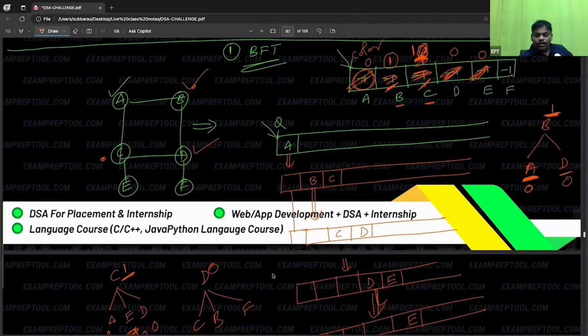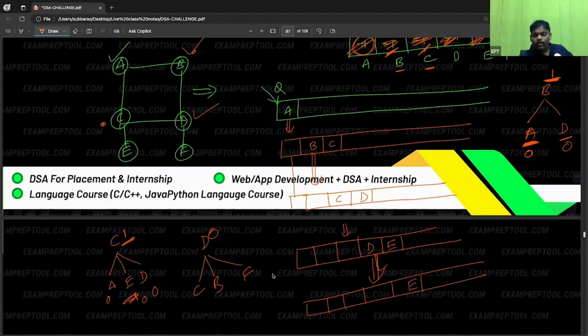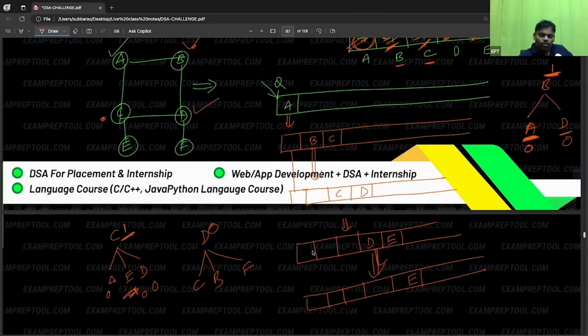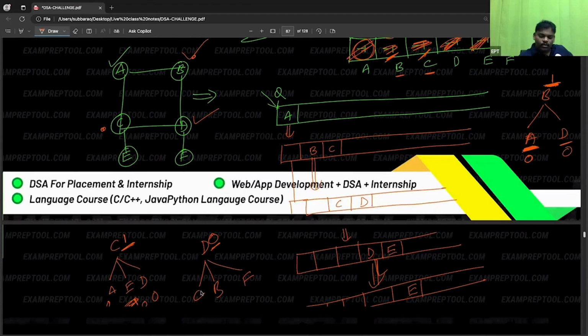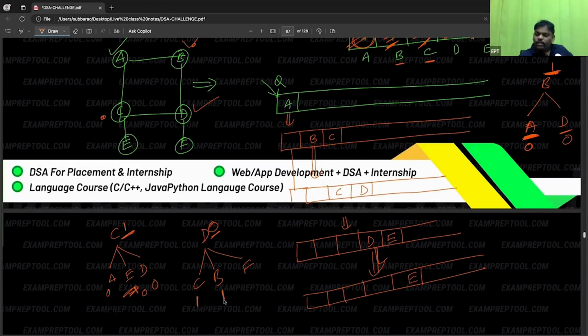Now D is asking all adjacent people C, B, F. Hello C, what is your color? C said that my color is 1. So my color is 0, your color is 1, no problem. Other than -1 means visited. Now D is asking B also, hello B, what is your color? B said that my color is 1. So I think 1 means it is visited and the opposite, no problem.